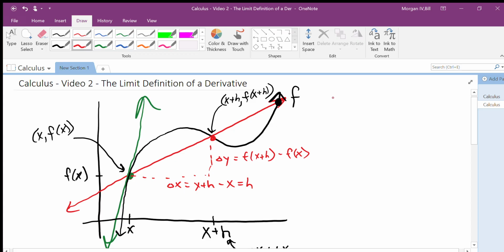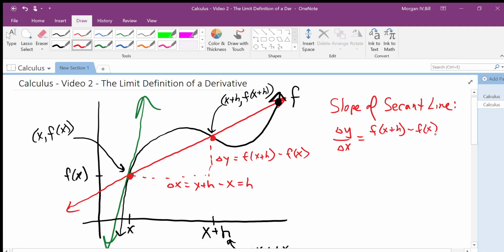So the slope of the secant line, delta y over delta x, is equal to f of x plus h minus f of x divided by h. That's the change in y over the change in x. The problem we have right now is this slope, I'm going to call it m1, the slope of that secant line, is not really close to an approximation for the slope of this green line. Just call it m over here. That's the slope of the tangent line.